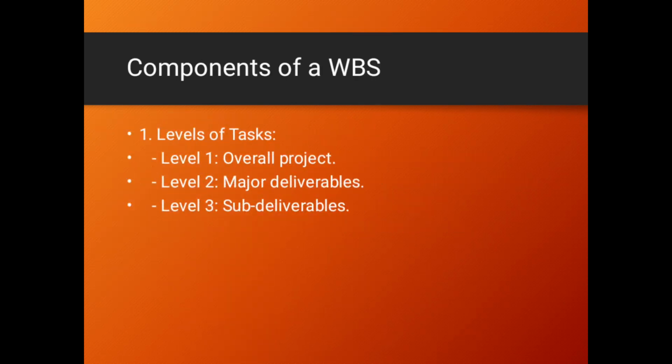Components of a work breakdown structure are as follows. Number one, you have got the overall project at the top. From there, you have got major deliverables. Major deliverables are supported by the sub-deliverables.